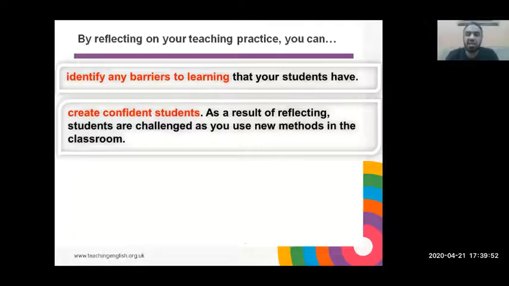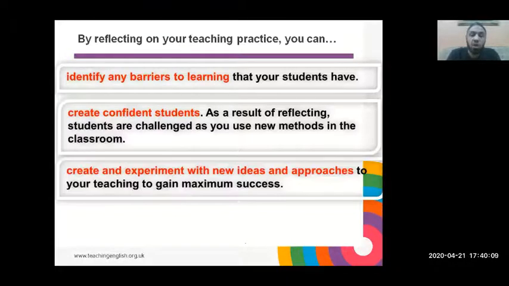Get the idea in the next time, and you created a confident student. As a result of reflecting, the students are challenged as you use the new materials or the new methods in your class. Okay, one other benefit of reflection is you create experiments in your teaching to gain maximum success.